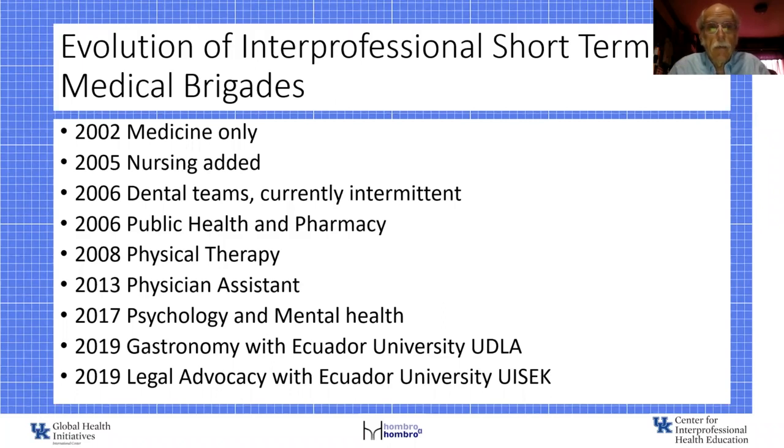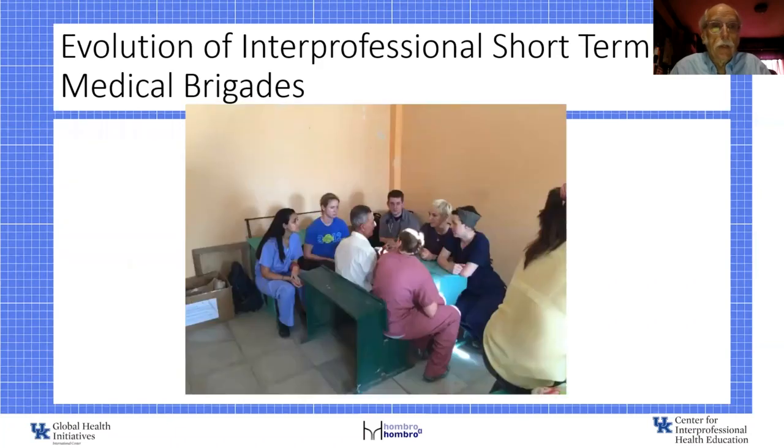In 2007, we got involved in mental health and psychology, and now frequently we have psychology teams with us, which allows us to provide mental health services. We did a pilot with gastronomy with one of the Ecuadorian universities called UDLA. And in 2019, we also initiated some legal advocacy as part of the teamwork from another Ecuadorian university called UIC. And so as you can see, over time, we've added these additional teams. And I would say our core teams are medicine, pharmacy, physical therapy, nursing, and public health. The other ones are frequently with us, but not all the time.